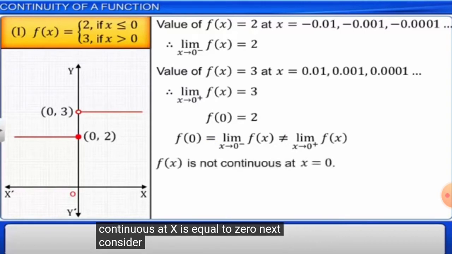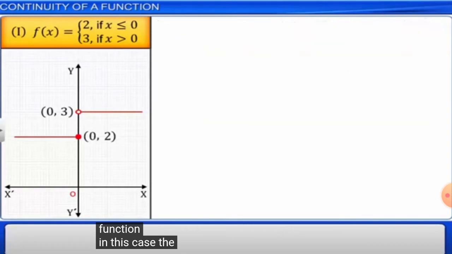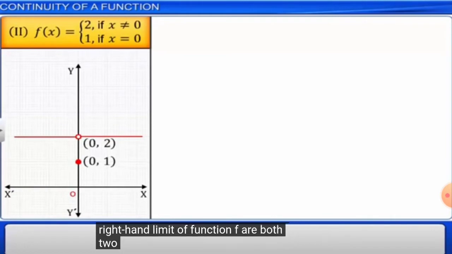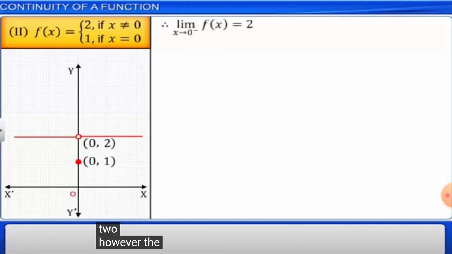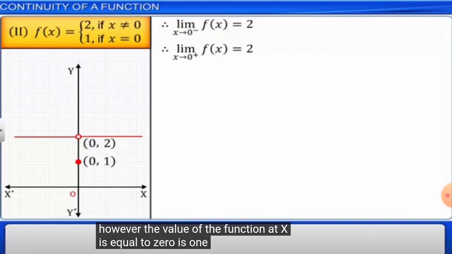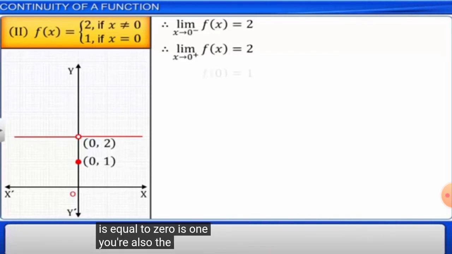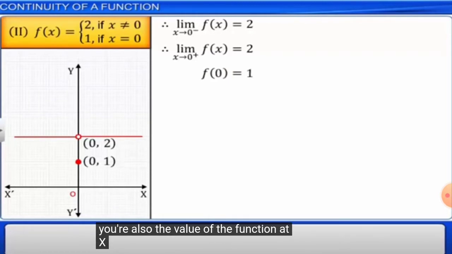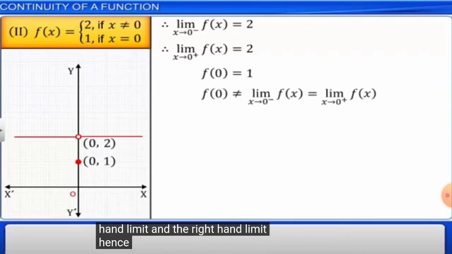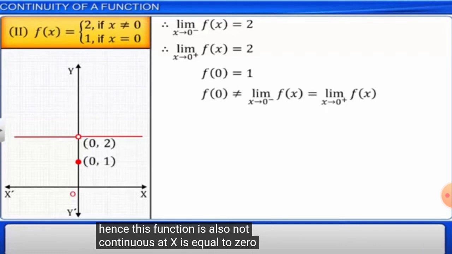Next, consider the graph of the second function. In this case, the left-hand limit and the right-hand limit of function f are both 2. However, the value of the function at x equal to 0 is 1. Here also, the value of the function at x equal to 0 is not equal to the left-hand limit and the right-hand limit. Hence this function is also not continuous at x equal to 0.